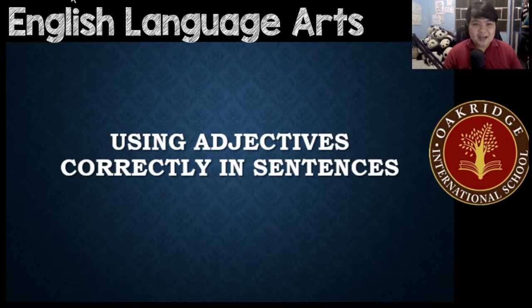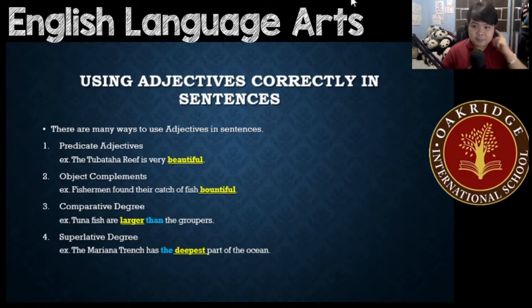Hi guys, and welcome to English Language Arts Grade 6. Our topic for today is using adjectives correctly in sentences. We discussed different kinds of adjectives. Now, how are you going to be using them correctly in sentences? There are a few rules that you can find in your books.